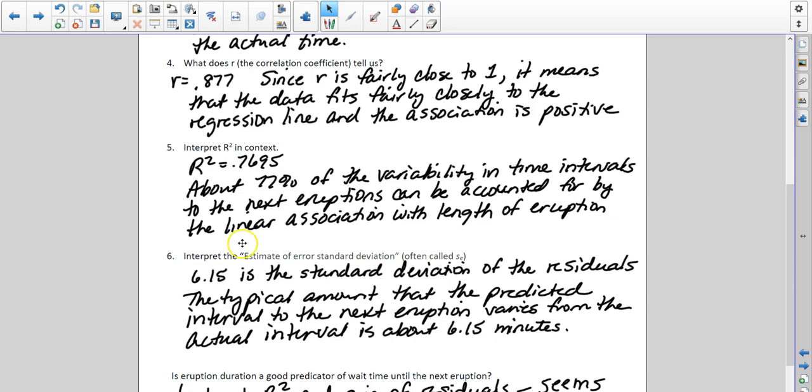But what we can say is that about 77% of the variability in the time intervals to the next eruption, the y value, can be accounted for by the linear association with the length of the eruption. In other words, the length of the eruption does a pretty good job of explaining the variability in the time until the next eruption, but not totally.